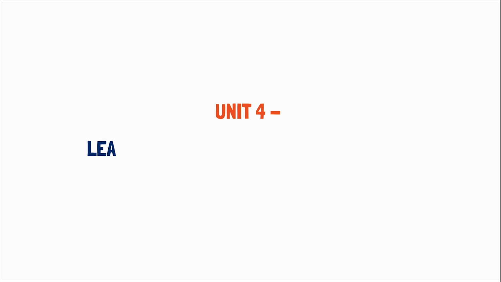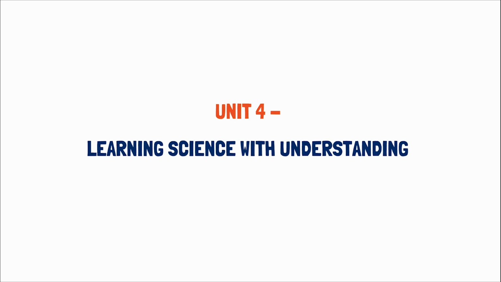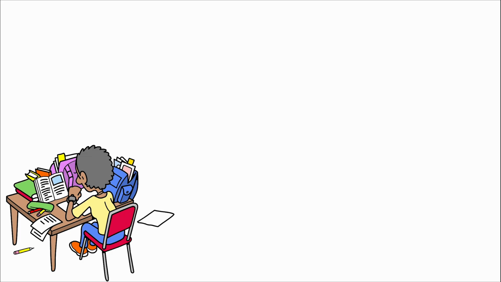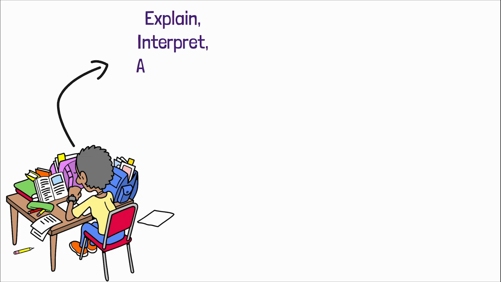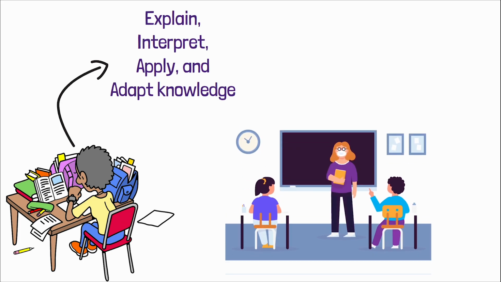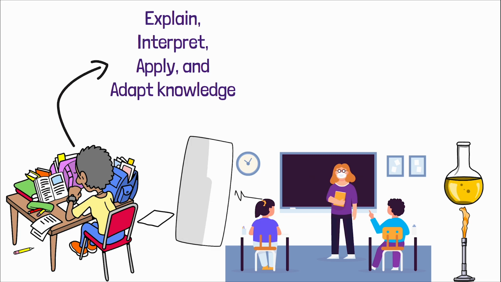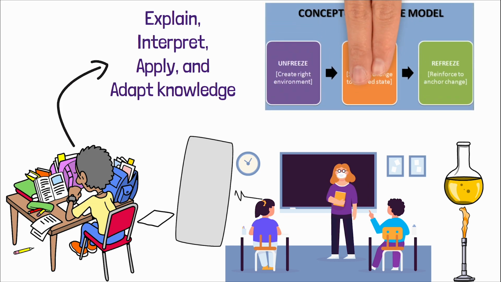Unit 4. Learning science with understanding. Understanding science involves more than just memorizing facts. It requires the ability to explain, interpret, apply, and adapt knowledge. This unit explores how students can be guided to deeper understandings of science concepts using various approaches and how their alternative conceptions can be changed through a conceptual change model.